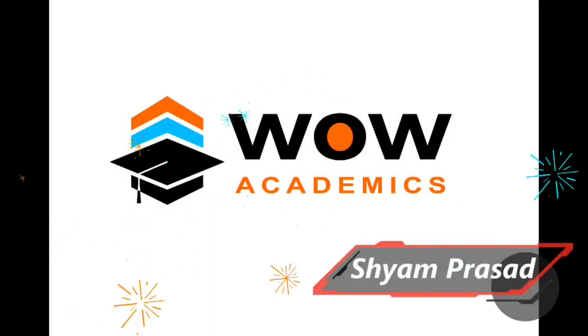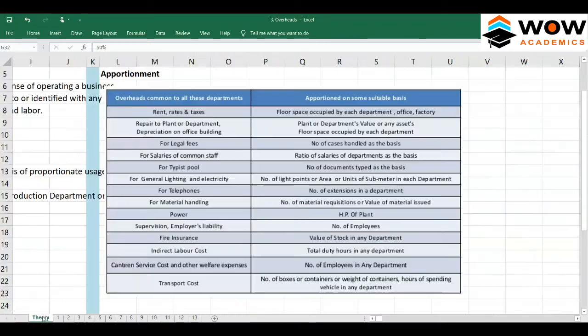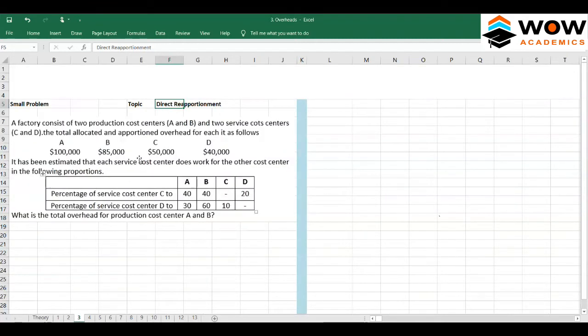So there are different methods of reapportionment. The different methods are these: direct reapportionment, step down method, reciprocal or repeated distribution, which has a similar approach, and the last one is the simultaneous equation method. So these are the different types of methods. We'll do problems in each of these methods and we'll understand it better. So we'll start from this one. It's called direct reapportionment.